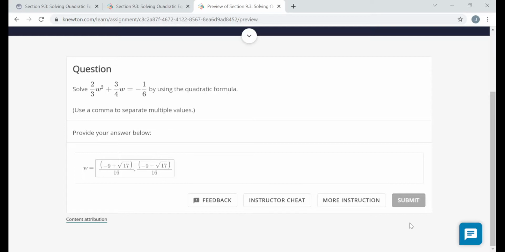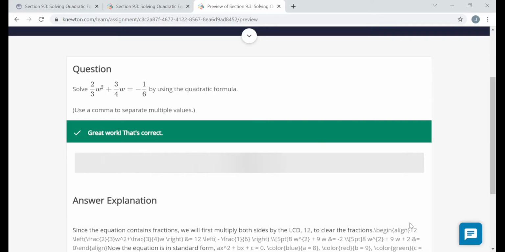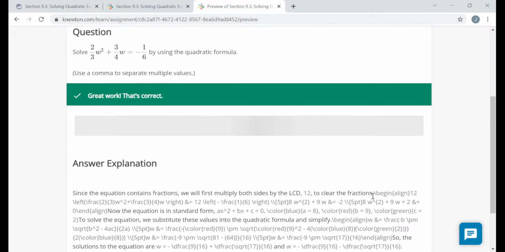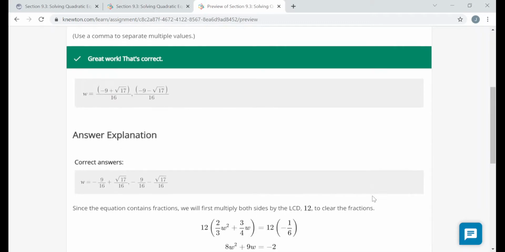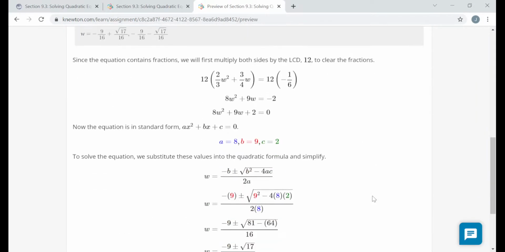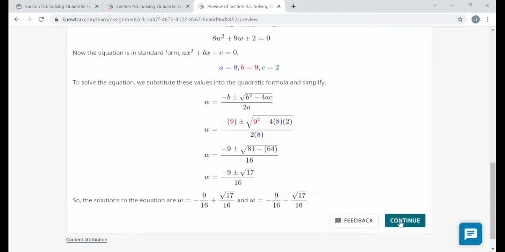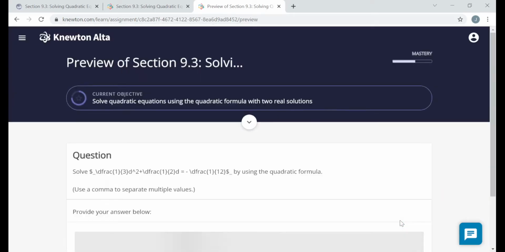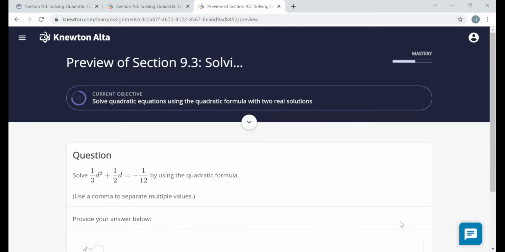I think it takes a while to check these for some reason. Either my internet connection's slow today, or it's because there are so many different ways to type in the same answers. And again, please read through your answer explanations. So it looks like we have one final question from that same objective, and it looks very similar to all the others with these fractions.